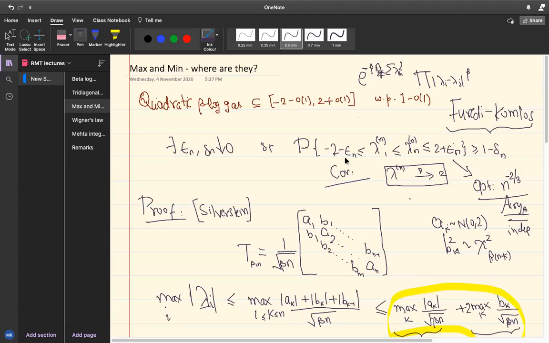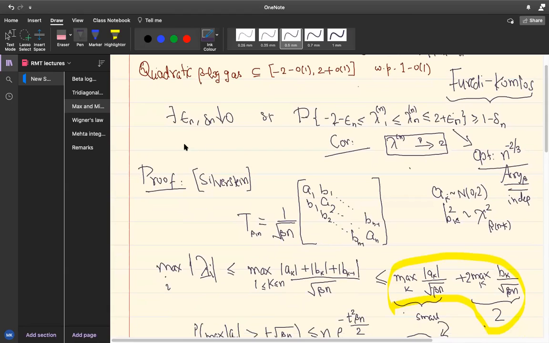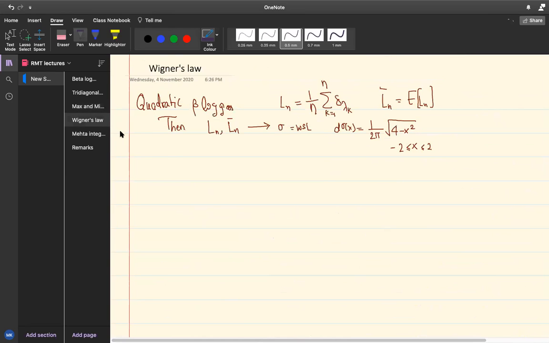Yes, exactly. I wrote corollary, but then I said, no, so far it only gives me an upper bound. It tells me that the probability that lambda n is bigger than 2 plus epsilon goes to 0. The lower bound will come from what I do next. Okay, thanks. So I'll next go to this one.